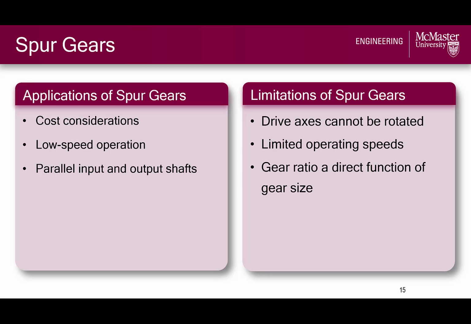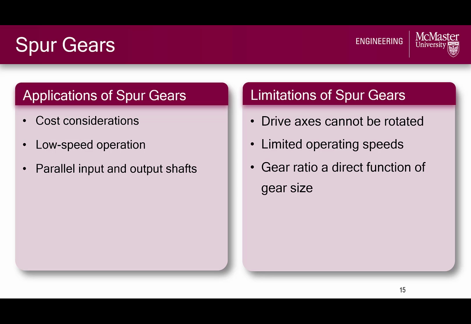Some disadvantages of spur gears is that they aren't suited for any other orientation of input and output shafts, they have limited operating speeds, and the gear ratio is directly related to gear size. So if we want to achieve a large gear ratio, we'd either have to use a very large gear meshed with a very small pinion, or we'd have to use many reasonably sized gear sets in a compound configuration.